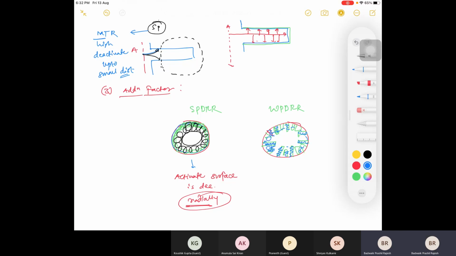So can you guess in which case? I'm writing one question: in which case will the deactivation rate be faster, in weak pore or in strong pore? Weak pore, sir. Weak pore, right? Because the catalyst surface has been exposed to the reactant in a very good manner, that will cause a high rate of deactivation. So this kind of question will be there: in which case there might be a higher deactivation rate. I'm writing here: higher deactivation rate.